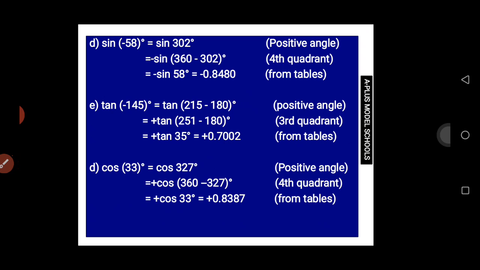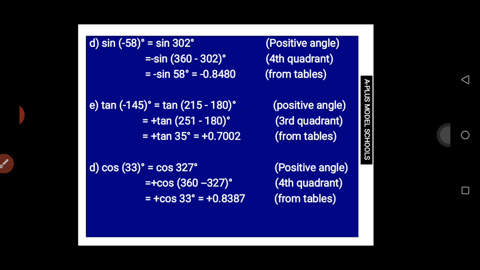When you have a negative angle, you add 360 to it. And when you have a positive angle, you subtract 360 from it. So here, I have a negative angle which is minus 58 degrees. Then subtract it from 360 degrees. So that will give you 302 degrees. Now, 302 degrees falls in the fourth quadrant, which is still the same thing as minus 58 degrees.